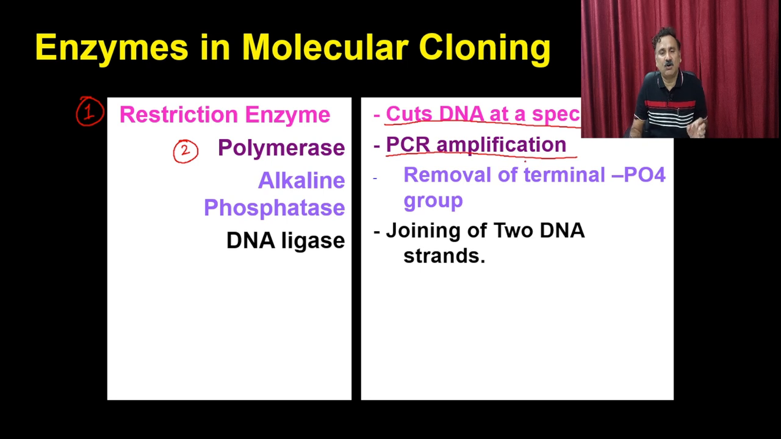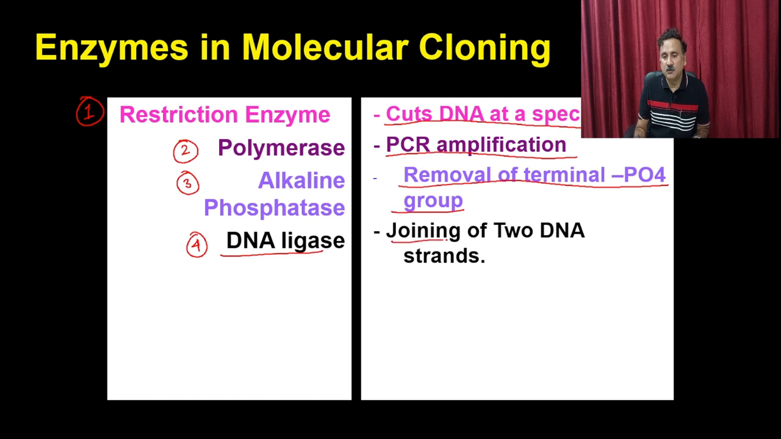Then you are going to use the polymerases for the PCR amplification of a gene fragment, and the alkaline phosphatase, which is going to remove the terminal phosphate group. Do not worry about this function, because you will understand it when we discuss these enzymes and how they are useful for performing gene cloning. Then you are also going to use DNA ligase, which is used for joining two DNA strands.